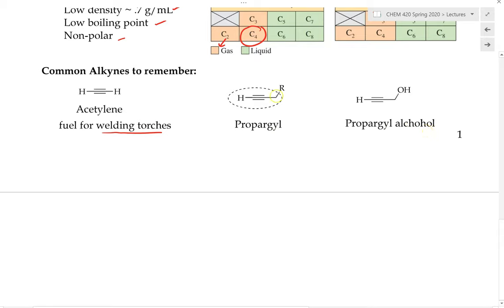And another example of a common alkyne is propargyl alcohol right here. So propargyl refers to the common name of this group right here. It consists of these 2 carbons, so this acetylene group, in addition to another extra carbon. So this is called the propargyl group, and this is the name as in propargyl alcohol. So those are some of the common alkynes to remember.